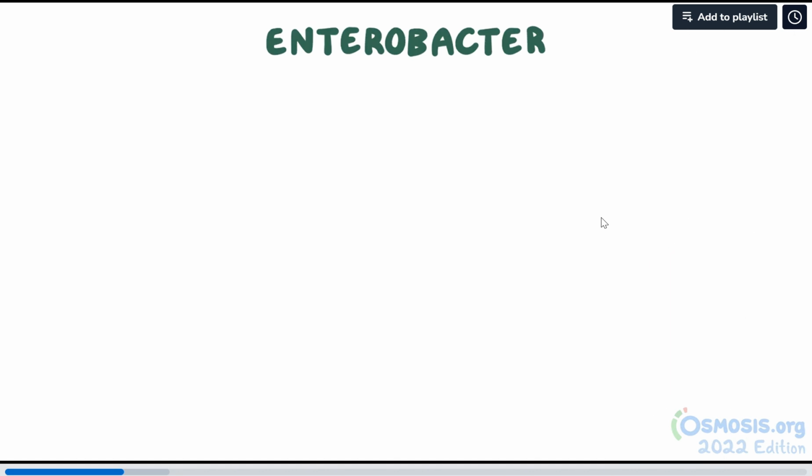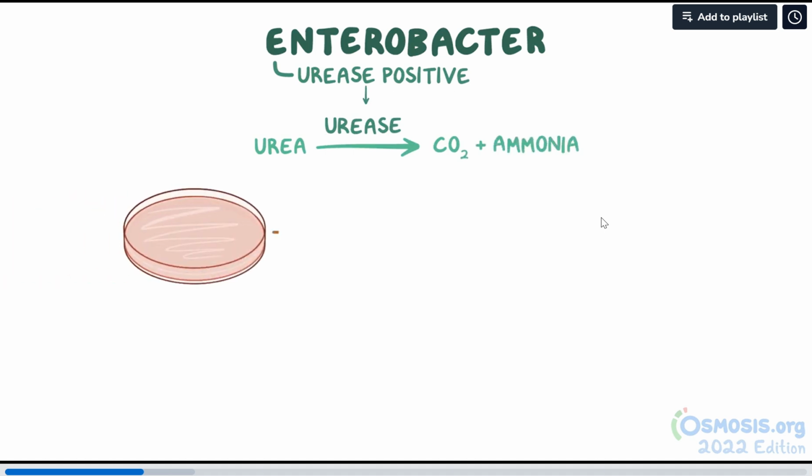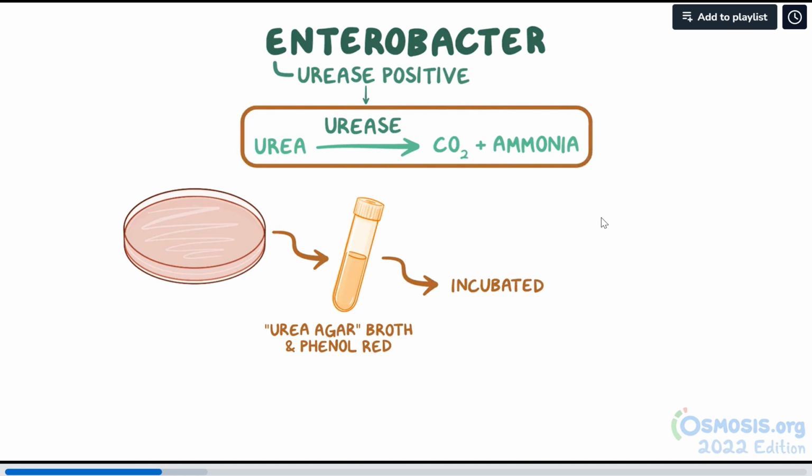Alright, now Enterobacter is urease positive, which means it can produce an enzyme called urease that disassociates urea into carbon dioxide and ammonia. This can be tested by transferring a pure sample of bacteria from the culture to a sterile tube containing a mixture of urea agar broth and phenol red. Then, the mixture is incubated. So, with Enterobacter, urease makes urea disassociate into carbon dioxide and ammonia. Ammonia then makes the mixture change color from orange-yellow to bright pink.